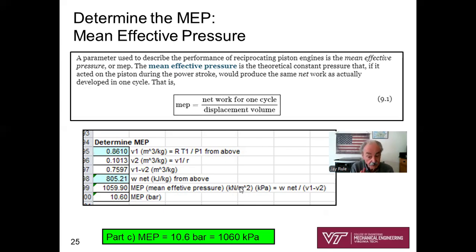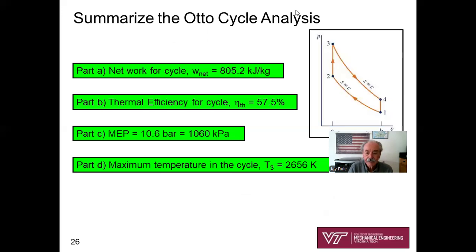If you check your units, well, that's kPa. And the textbook asks for the mean effective pressure in bars, so we'll divide by 100 to get 10.6 bars is our mean effective pressure. And I think we've got it.